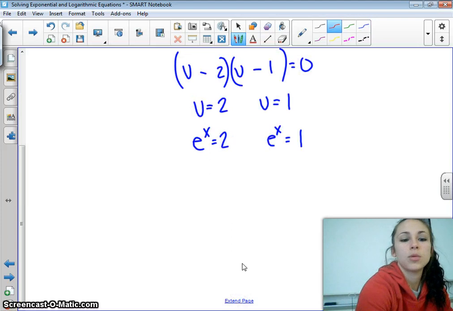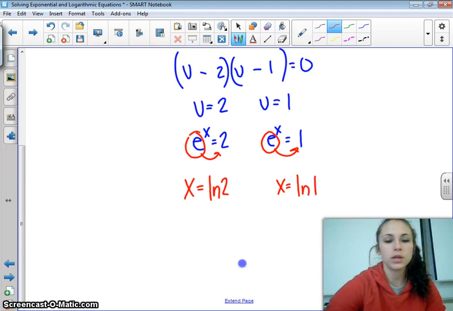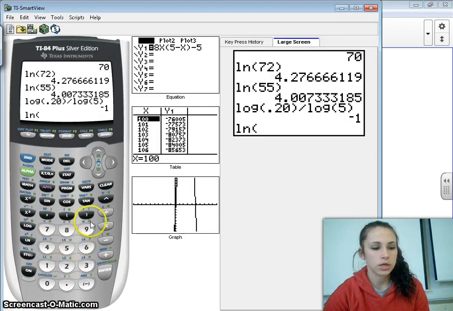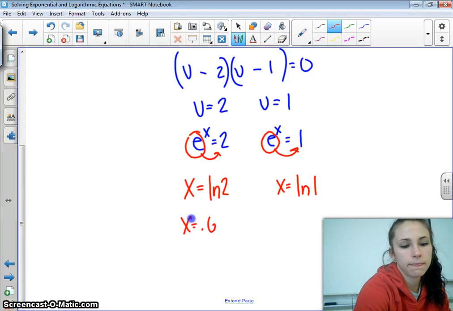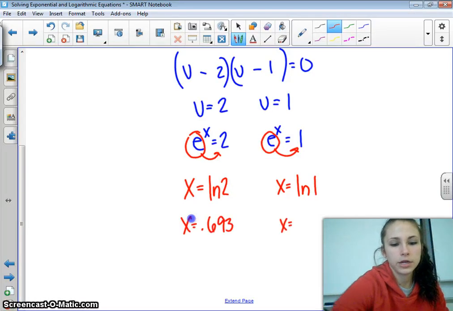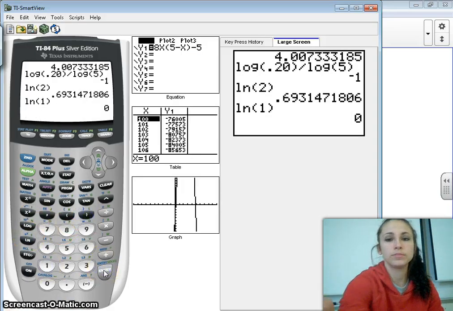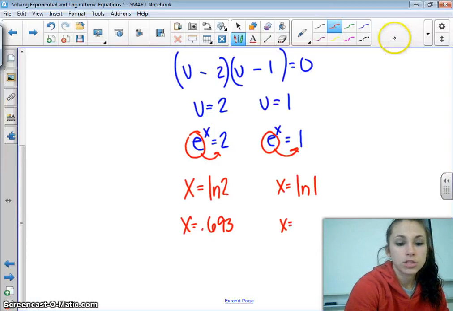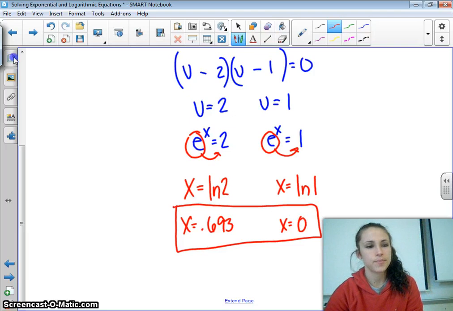And so I'm going to solve those the same way that I normally would, like I did in the first example. I'm going to shell snail. And we know that when we shell snail and we've got base e, that's just log base e, or ln of 2. So I've got x equals ln 2, x equals ln 1, and I'm just going to plug both of these in. So natural log of 2 is 0.693. And over here, natural log of 1 is just going to be 0. Okay, so then both of my solutions are 0.693 and 0.